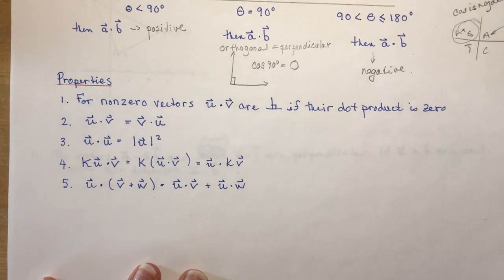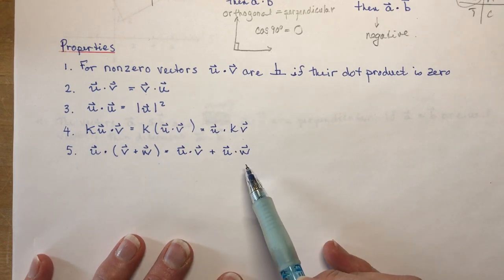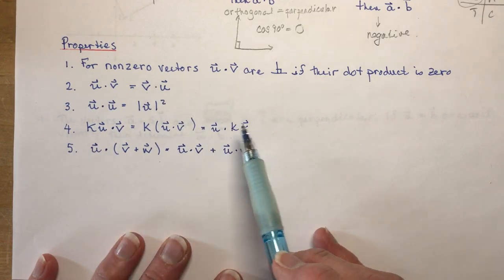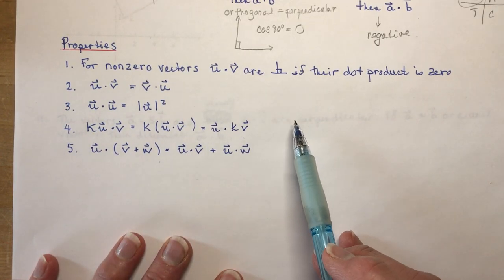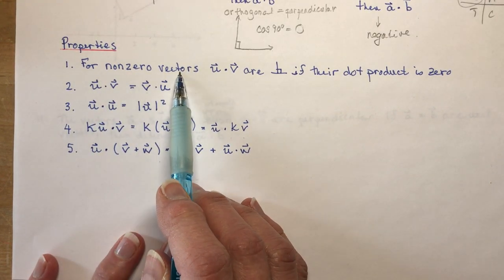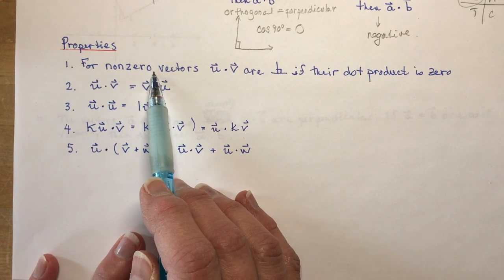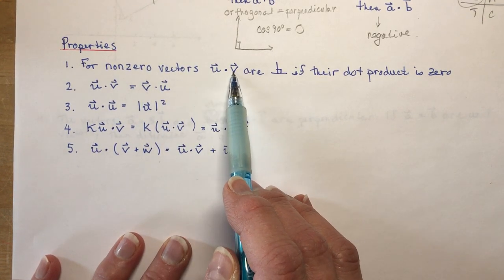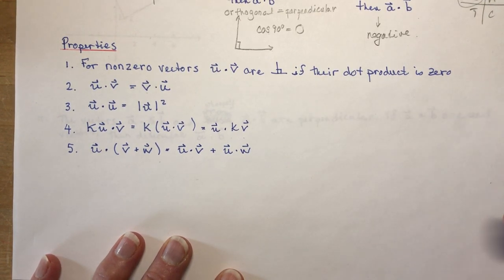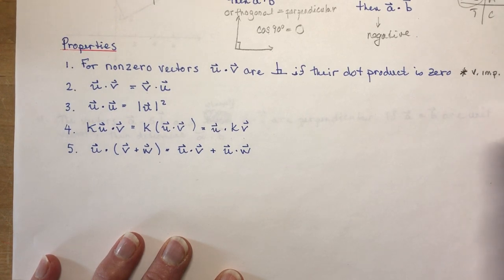As well, the properties of the dot product are pretty simple. I'm going to do a question from your homework at the end of this lesson using these properties, and it will help you understand how to get the answer if you know what these properties are. So for non-zero vectors, they have to have some magnitude and direction, not a zero vector, the two vectors are perpendicular if their dot product is zero. Again, I can't emphasize how important this one is. Very important.